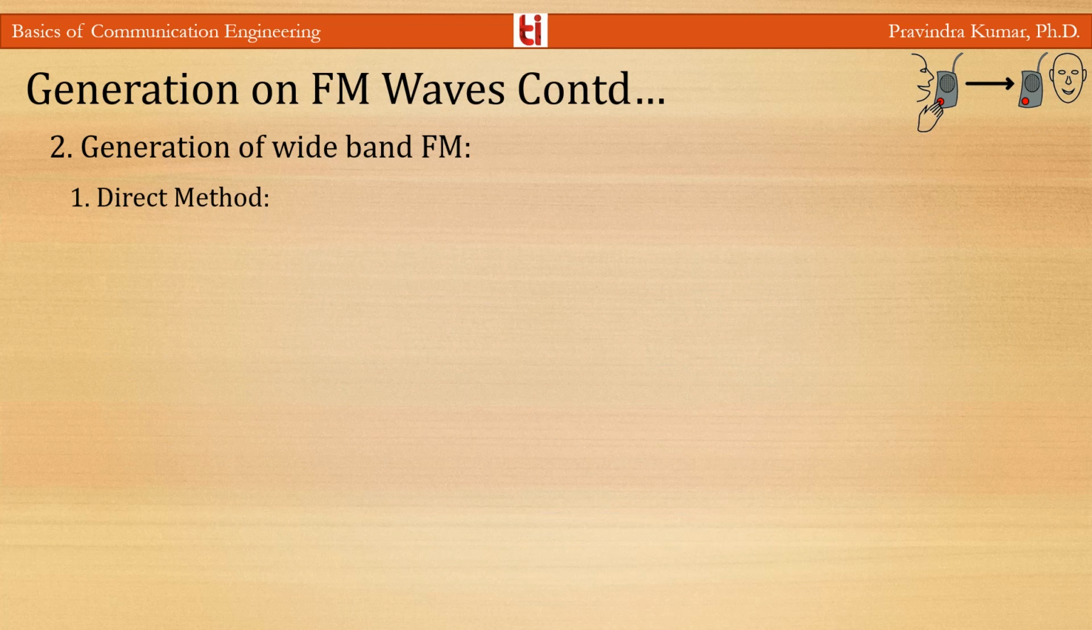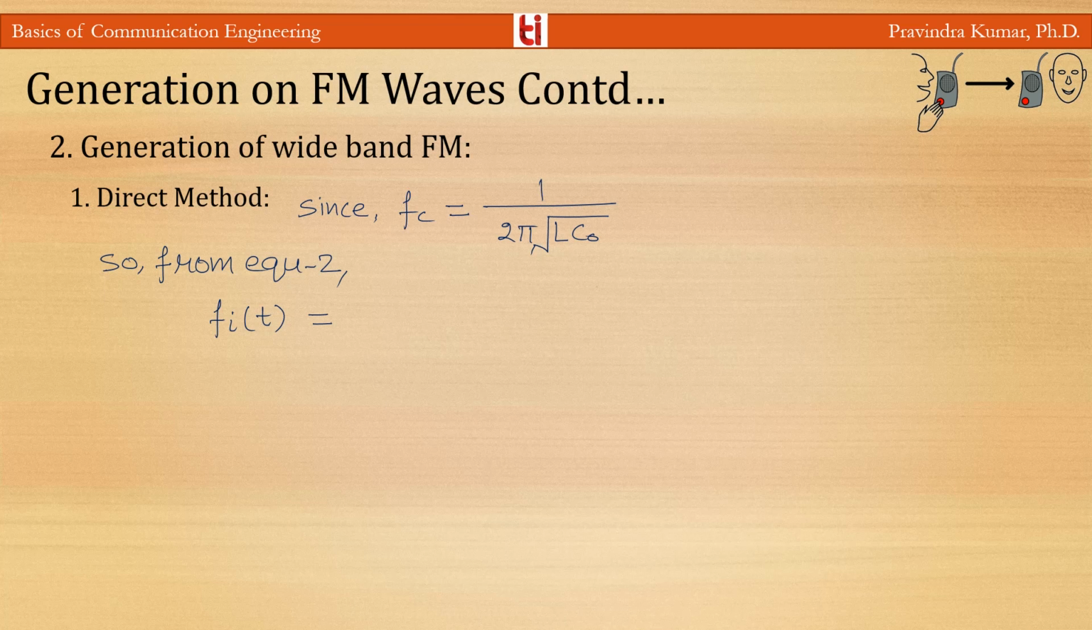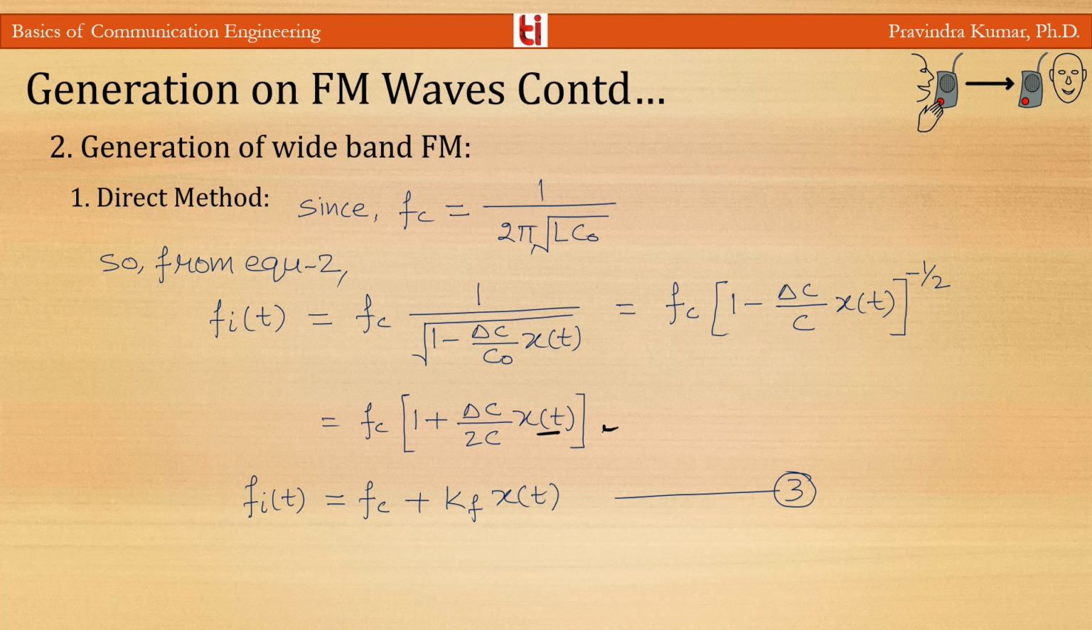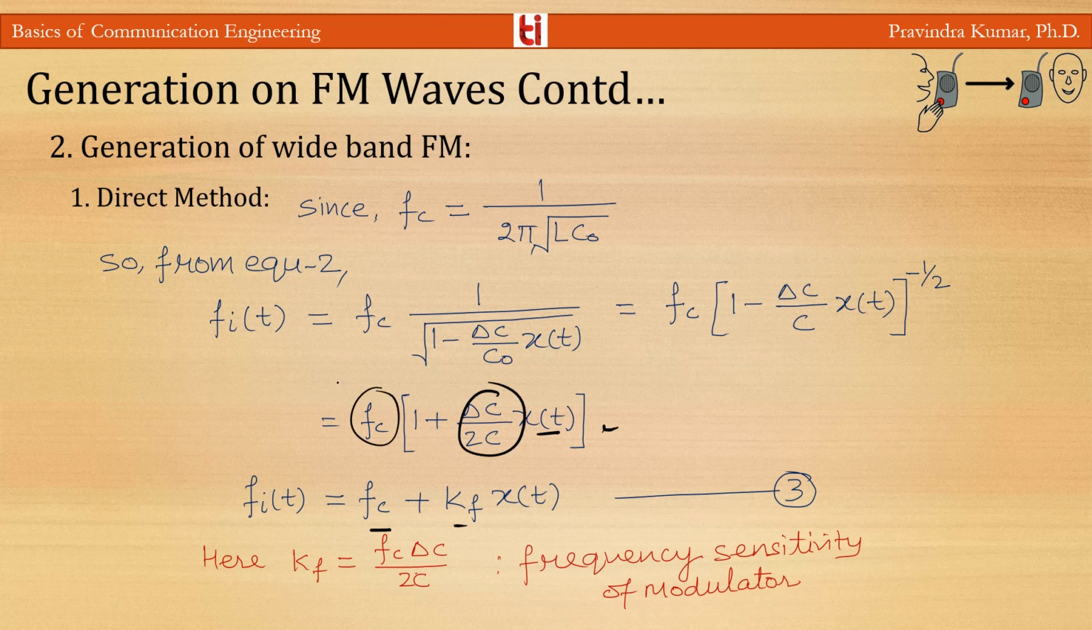Since you know Fc is 1/(2π√(LC0)), the instantaneous frequency Fi(t) will be Fc times 1/√(1 − (ΔC/C0) x(t)), or I can write it as Fc (1 − (ΔC/C0) x(t))^(−1/2), or we can write it as Fc (1 + (ΔC/2C0) x(t)). So from here we have Fi(t) = Fc + Kf x(t). Here Kf = Fc ΔC/(2C0) is the frequency sensitivity of the modulator Kf.